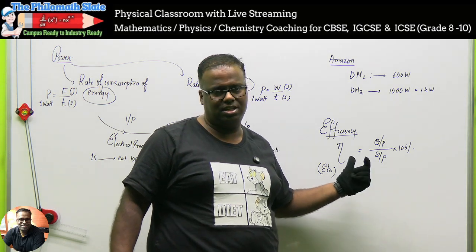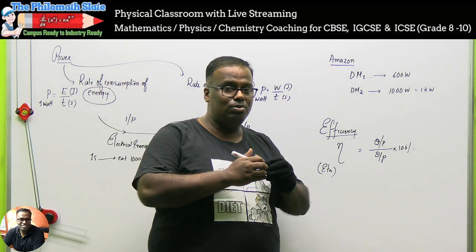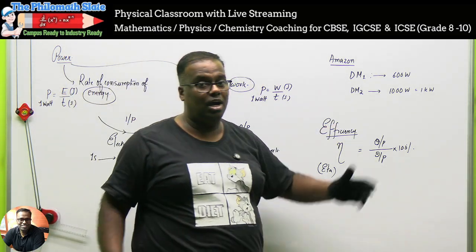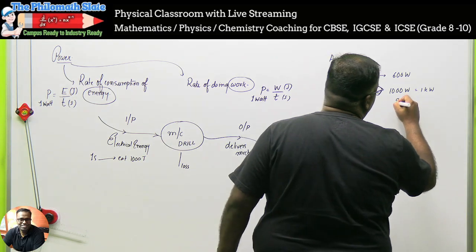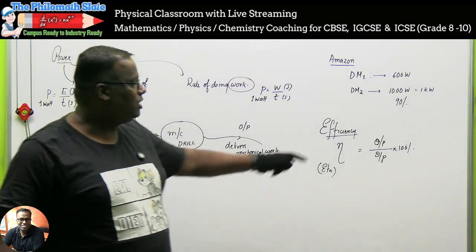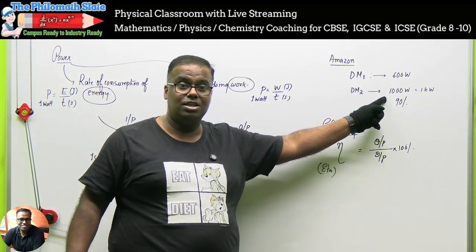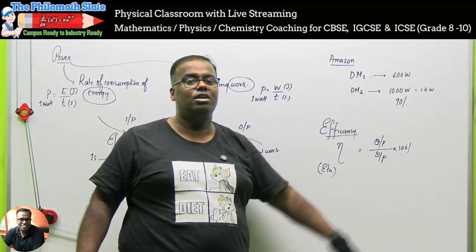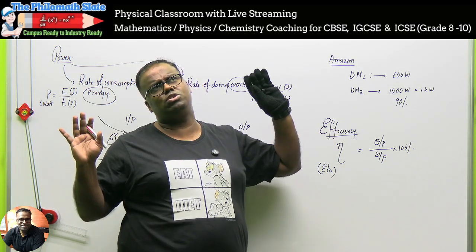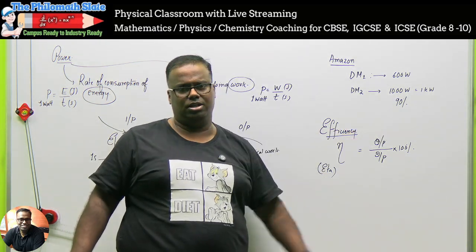It is like a yield. Now suppose I tell you, look at me, I have a drill machine which is 90% efficient. Will it consume 1000 watt? Yes. How much work will it deliver? 900 watts only. In terms of joules, it will drink 1000 joules and do 900 joules of work.